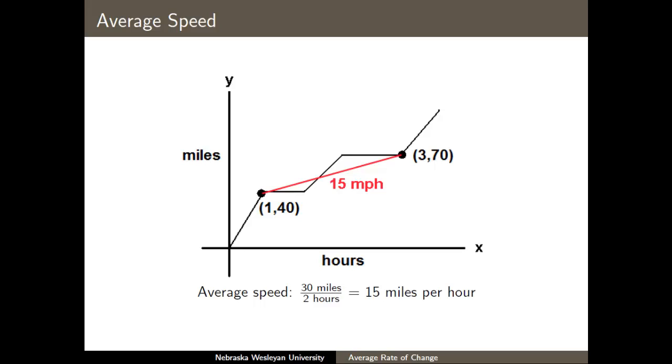Another way of thinking about the average speed being 15 miles per hour is that if we had started driving at a speed of 15 miles per hour at hour 1, and kept that speed constant throughout the 2 hours until we get to hour 3, we would have covered exactly the same distance as we did by not driving for some amount of time, and then driving quickly, and then not driving again, which is what the graph shows.